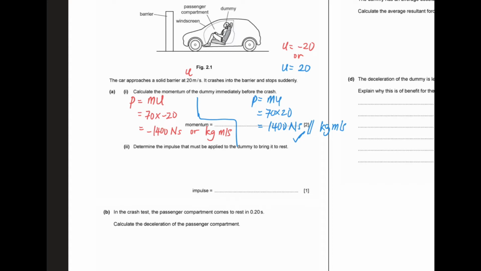The red one is where you assume right hand side to be positive. The blue one is where you assume left hand side to be positive. So that's the thing. Now we look at part 2. Determine the impulse that must be applied to the dummy to bring it to rest. Okay, so rest means 0. So V equal to 0.